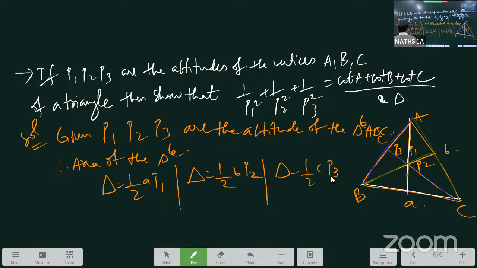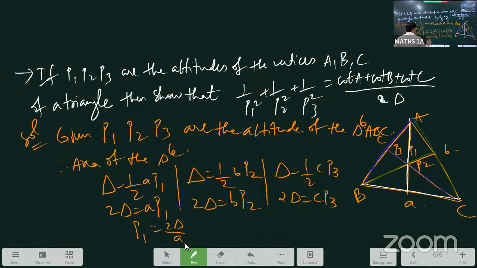Now you make 2 delta is equal to A P1, 2 delta is equal to B P2, 2 delta is equal to C P3. Correct? Means P1 is equal to 2 delta by A, P2 is equal to 2 delta by B, and P3 is equal to 2 delta by C.